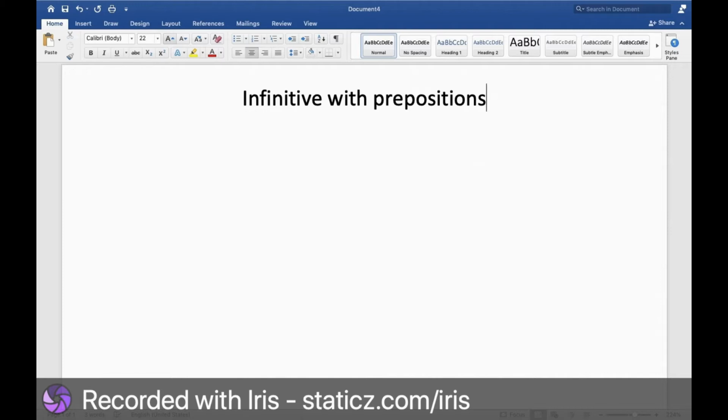Now, infinitive with prepositions, why will we learn it? Because we use it in our language, and English also uses this a lot. This helps you to put infinitive in different shapes. Some particular prepositions can be used in front of infinitive, and what they do to infinitive is change its translation and its form.